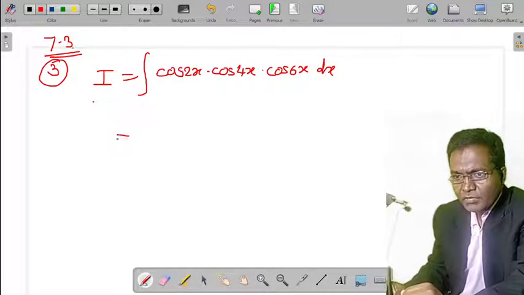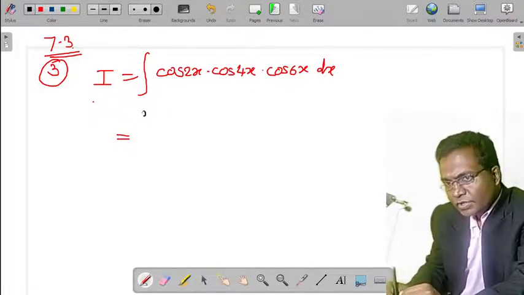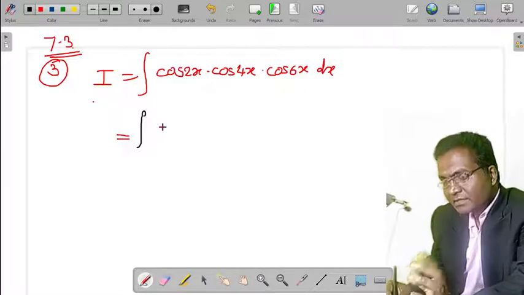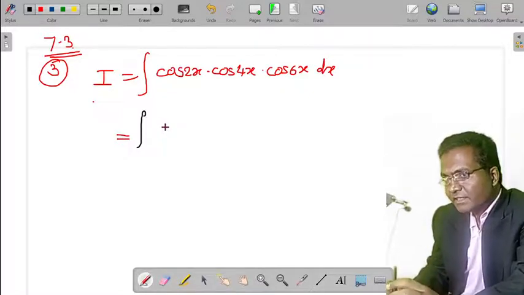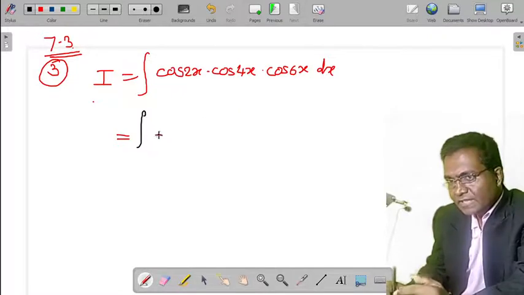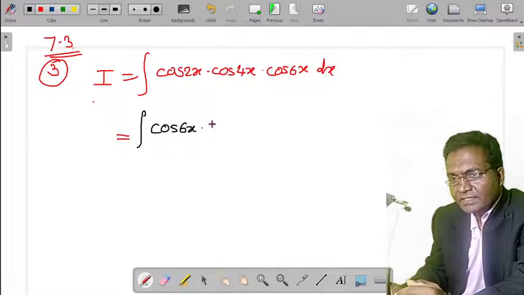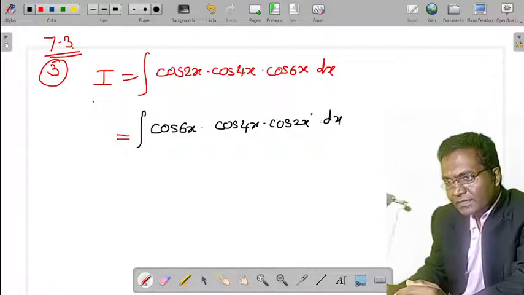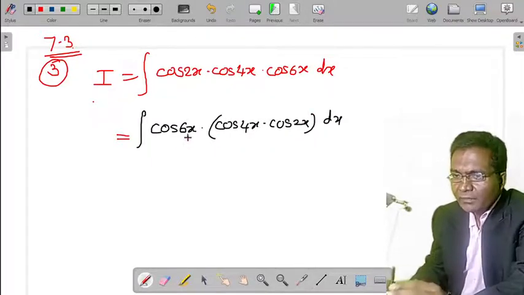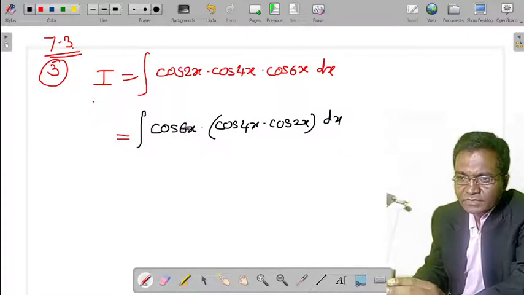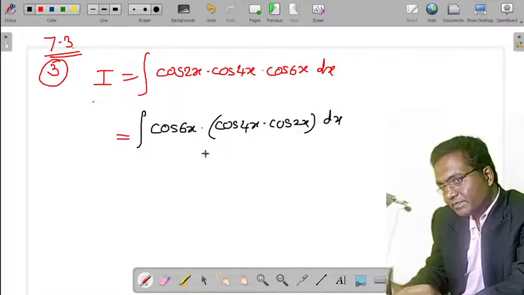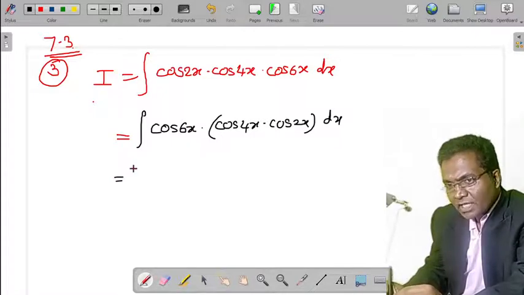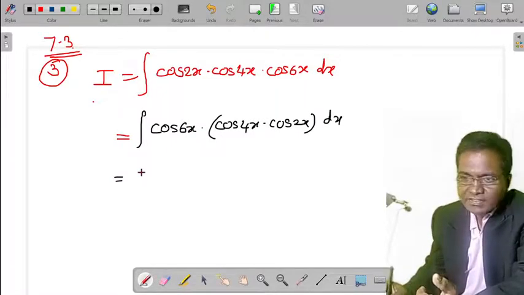What you need to do is rearrange them, meaning take the product of two terms as one factor and the other as it is. So better you write cos 6x, cos 4x into cos 2x dx. I prefer writing in this order, bigger angles first, to avoid confusion in signs.